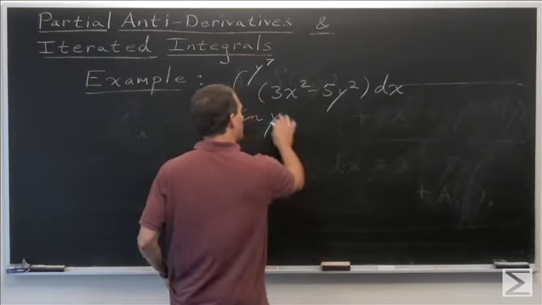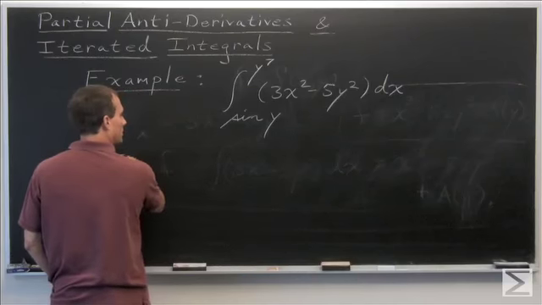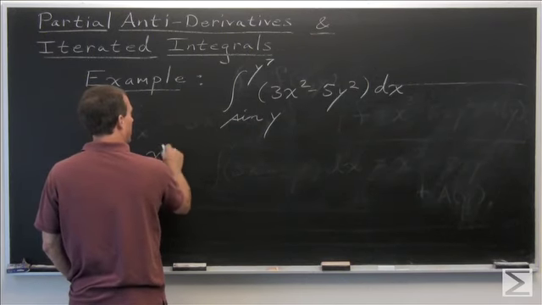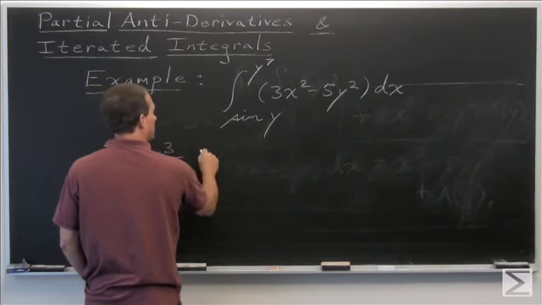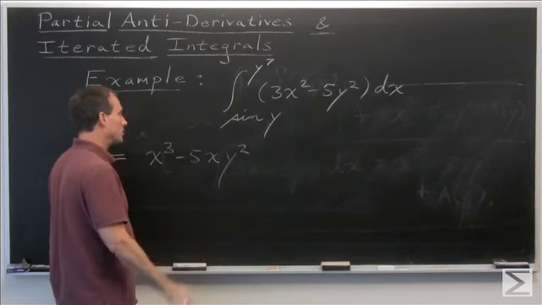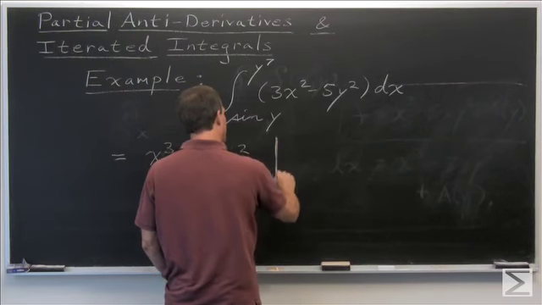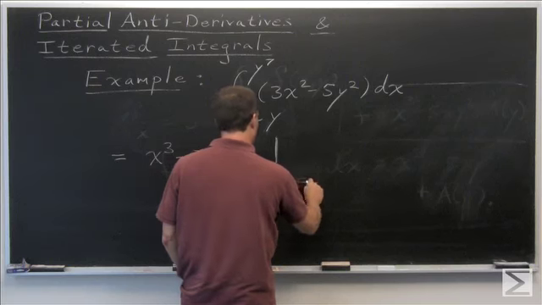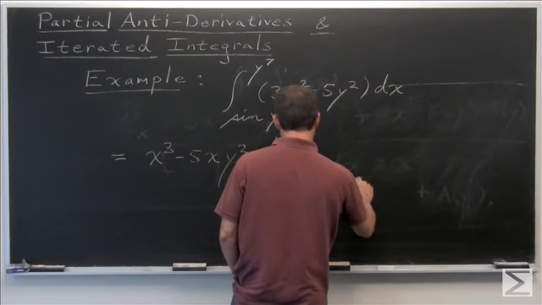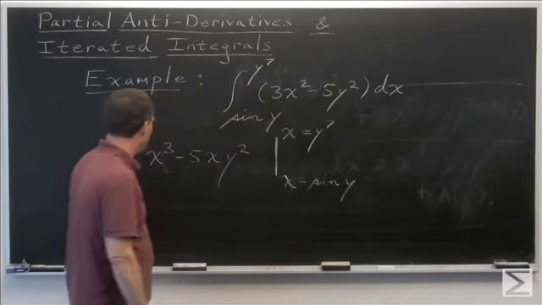Then how would you evaluate this definite integral? The same way we did before. Use the fundamental theorem. You just take an antiderivative of this with respect to x. So you get x cubed minus 5xy squared. But the a of y, we know it's going to cancel out, so we don't bother writing it. And you just evaluate as x goes from the sine of y to y to the 7th power.